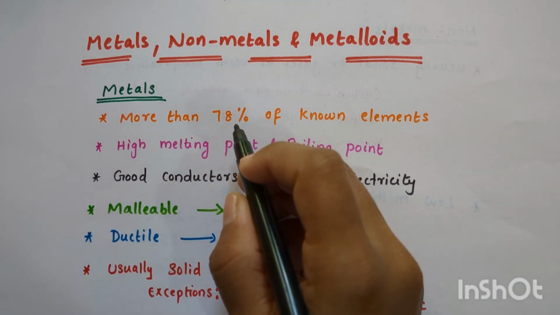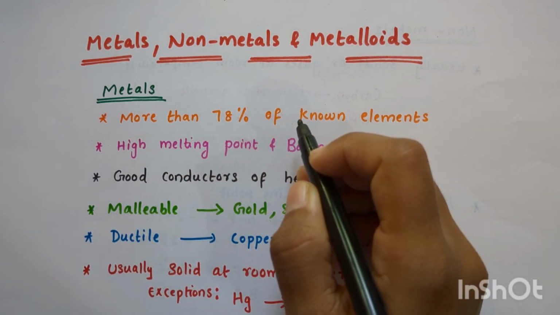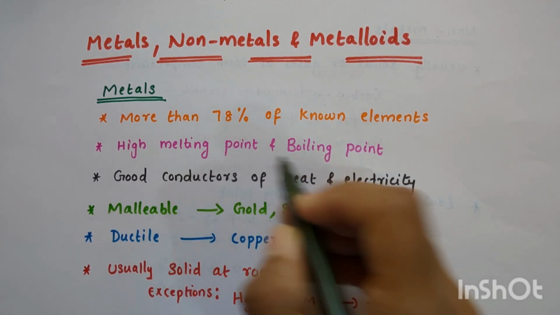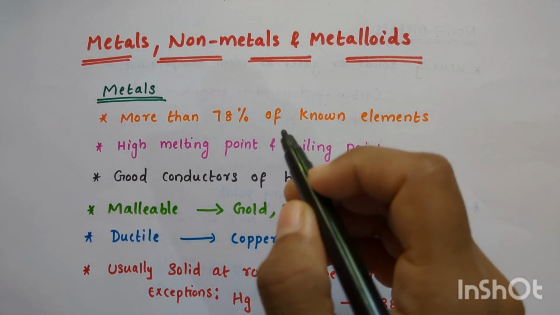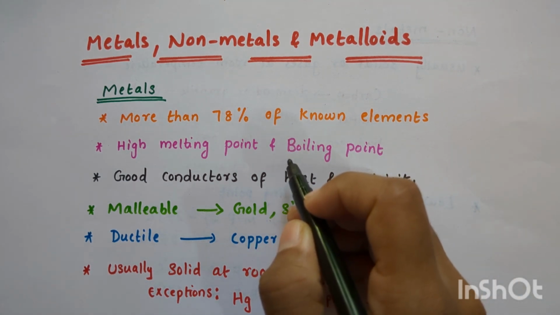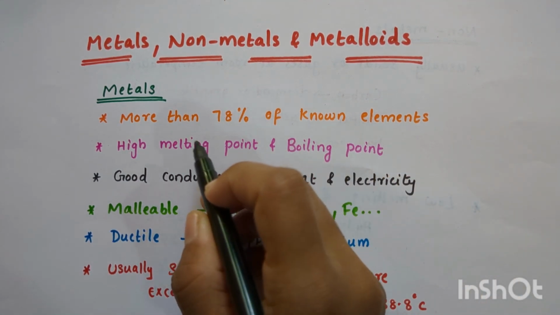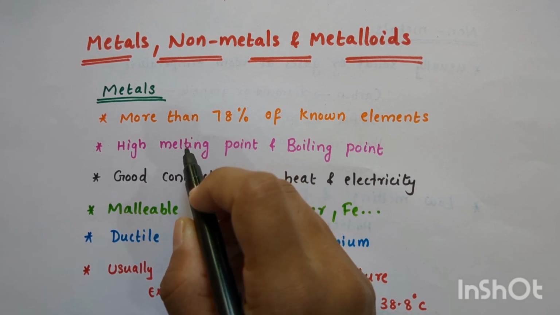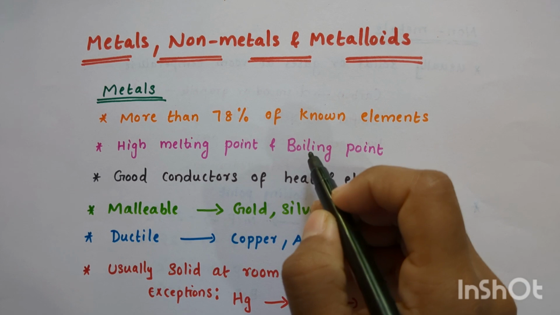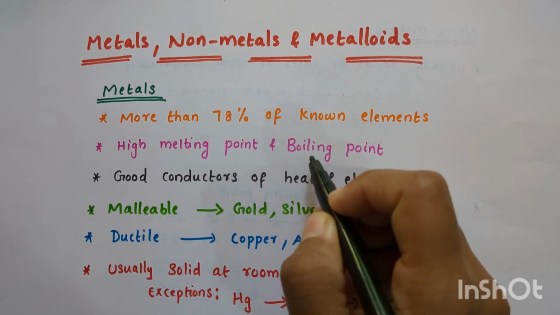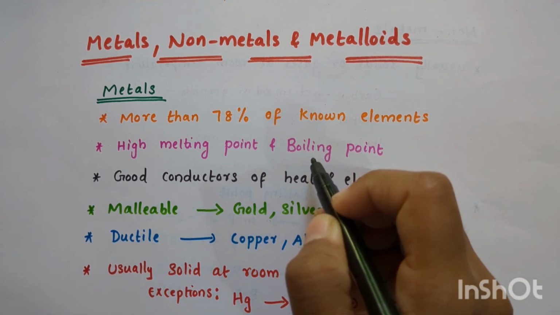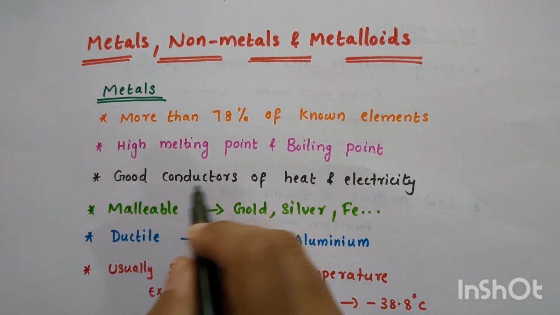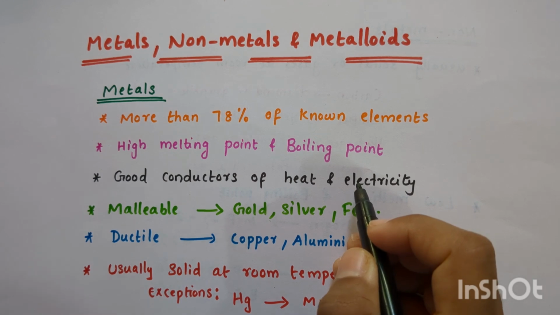More than 78% of known elements are metals. Metals usually have high melting points and boiling points. High melting point means they require more energy to change from solid to liquid state, and high boiling point means they require more energy to change from liquid to gas state. Metals are also good conductors of heat and electricity.